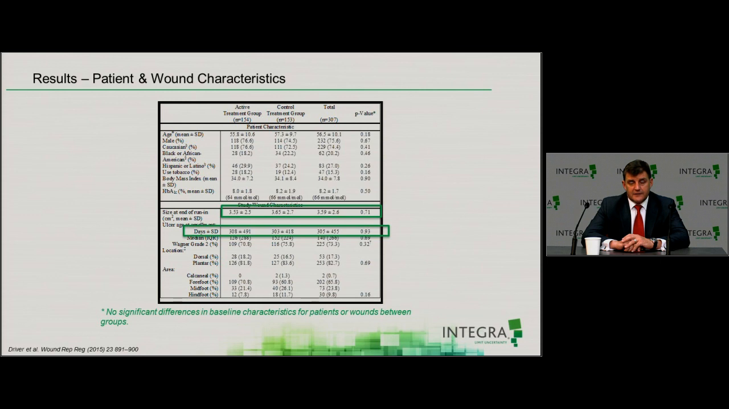But most notably is this, that the mean number of days, not the median, but the mean number of days that these ulcers have been open were almost a year, or 300 days. And 50 weeks is usually the defining number for hard-to-heal ulcers. So these ulcers have been open much longer than ulcers in most other studies. Now, there's no difference between these two groups, but these are patients who truly are going to need some therapy, and that might speak to why this did well.